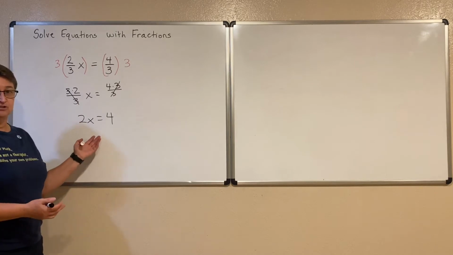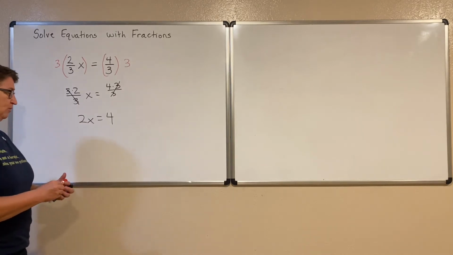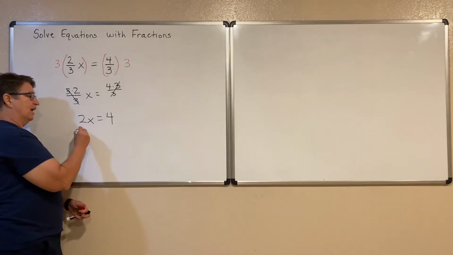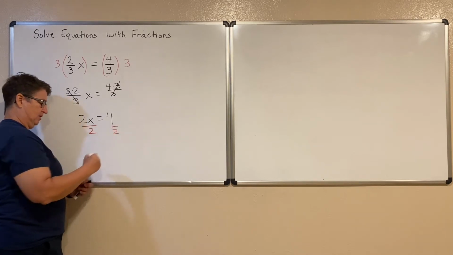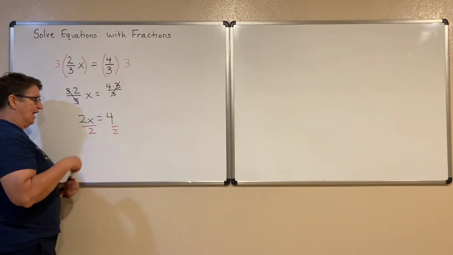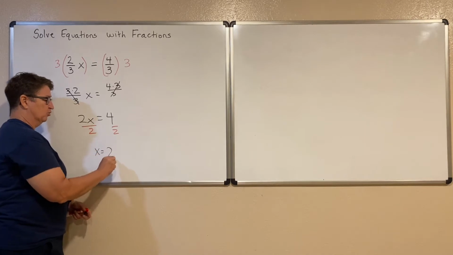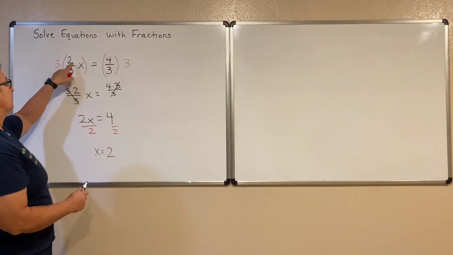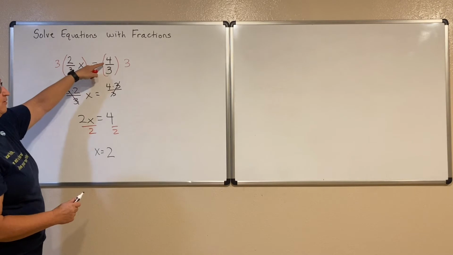And now I can just solve this equation like I normally would. So I can divide both sides by 2 and find out that my x is just equal to 2. If I just multiply here by 2, I would get 4/3.